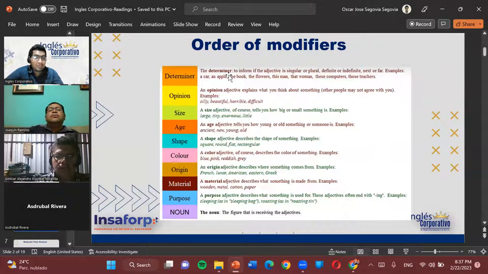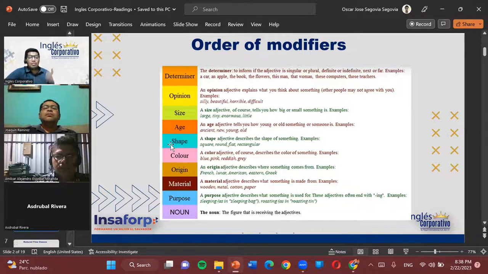So first, the determiner. This one is going to establish whether something is a singular or a plural noun. That is basically the start point for it. It's not necessary though. It's not obligatory that every single time you mention a noun you have to add a determiner. However, it is probably one of the most common things to add. Then you add the opinion. It's basically what you think of the thing. The size, it's very obvious how big or small it is. The age, how old or young or new it is.